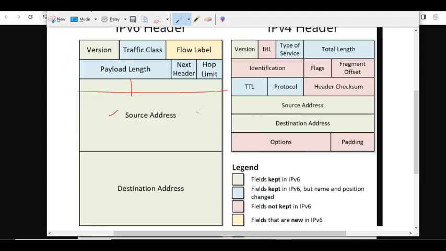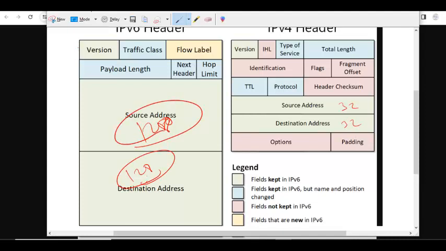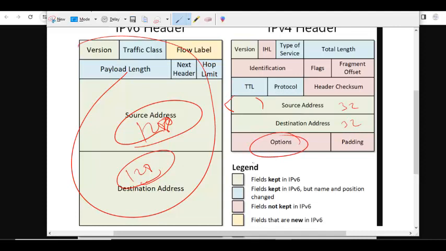Even though the IPv6 address is a 128-bit source address and a 128-bit destination address, here it is only 32-bit. Even though the address size is bigger, the total header size is many times smaller than IPv4. You see this optional field, who knows what is inside, how many bits they are going to carry, padding, no limit. But here, everything is well determined.